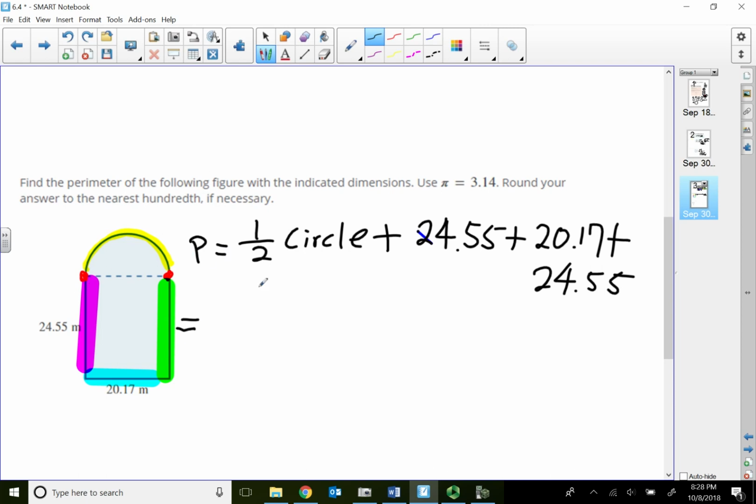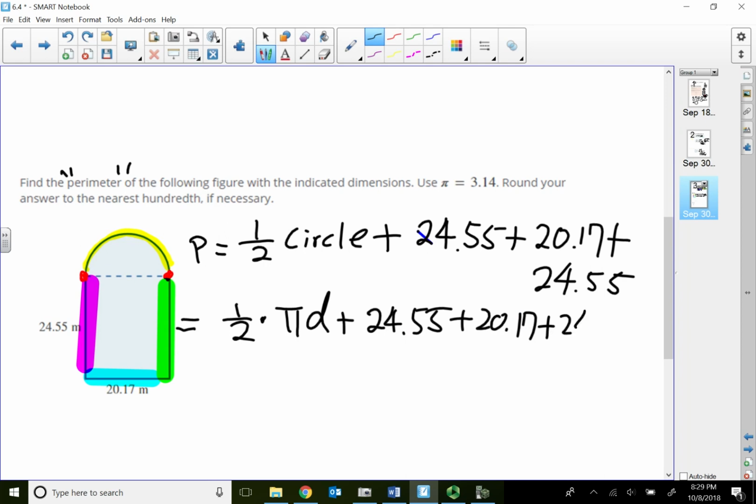All right, let's write down the formula. Half a circle for perimeter. Again, I will use half times, okay, perimeter of a circle is pi times diameter. So if I times by 0.5, that will give me half of a circumference, or half a circle. And I need to add 24.55, 20.17, and plus another 24.55. So this problem we break into 4 pieces. 3 addition signs outside the parenthesis is 4 terms.